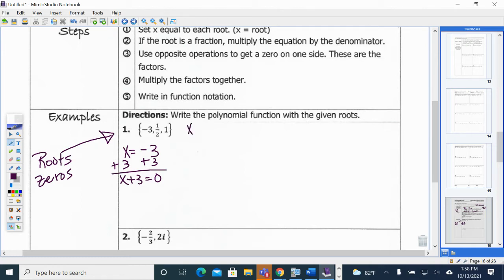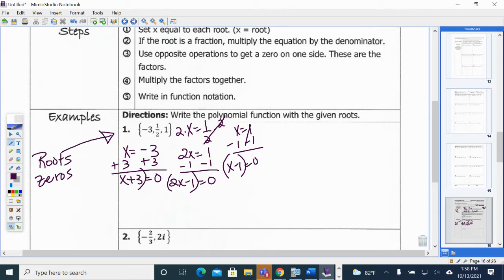x equals 1/2. Now this is a fraction. So before I can subtract, I need to multiply by that denominator to get rid of the denominator. Now I can subtract the 1 to get the 2x minus 1. And then the last one, x equals 1, minus the 1, and we get x minus 1 equals 0. So these three things that I just created here are the factors. So we've changed from roots to factors.